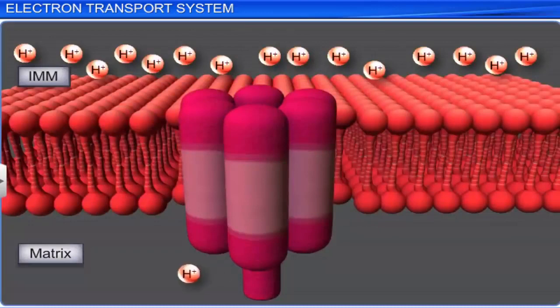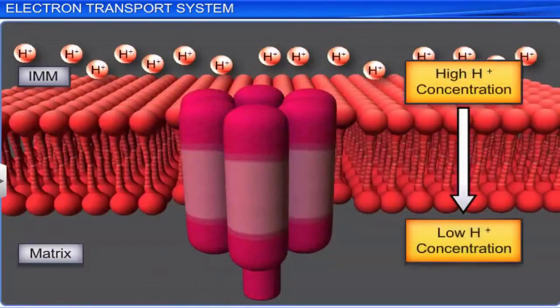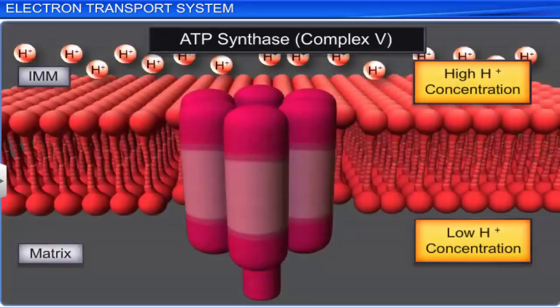The protons in the intermembrane space need to be pumped back into the mitochondrial matrix to maintain equilibrium. As the mitochondrial membrane is impermeable to protons, they are pumped through a membrane protein called ATP synthase, or complex 5.